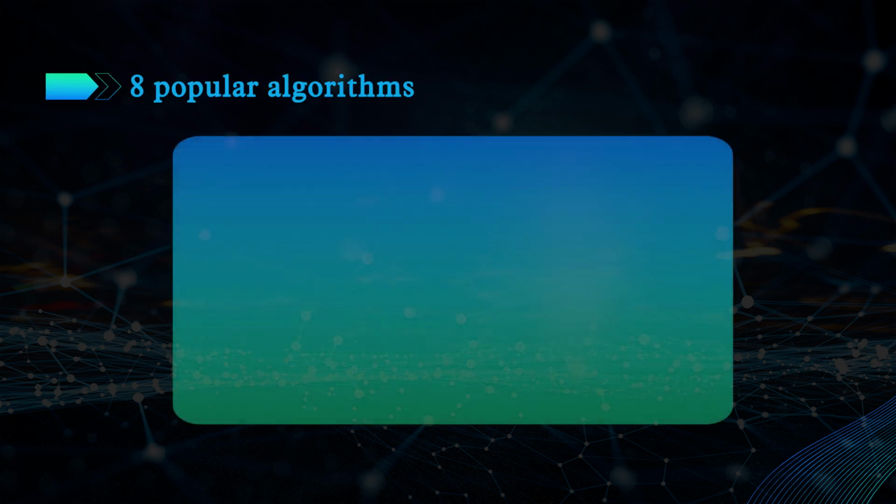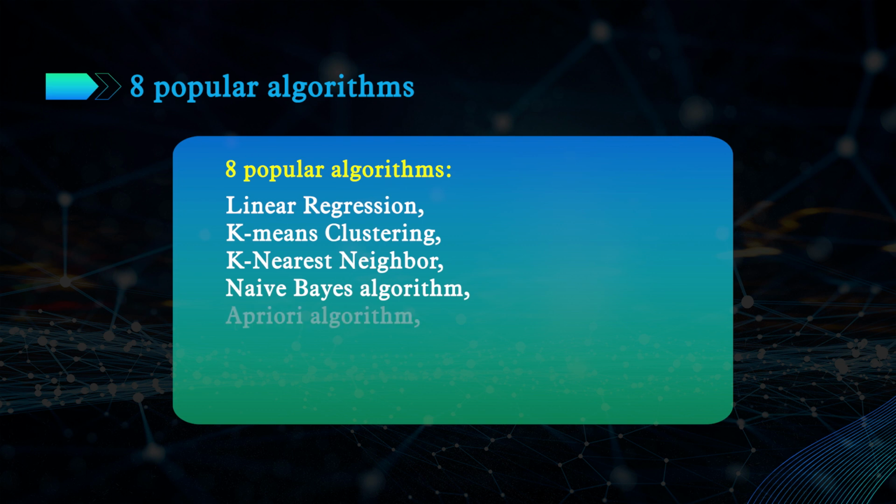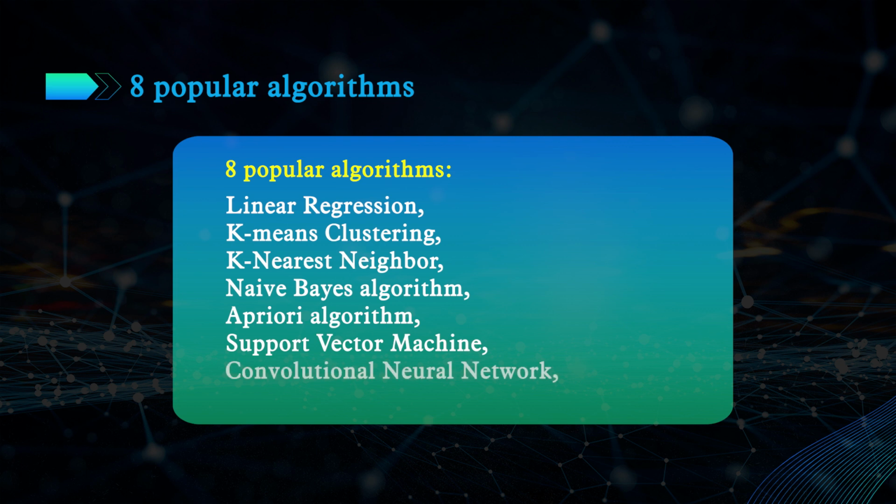In this chapter, we will explain 8 popular algorithms, including linear regression, k-means clustering, k-nearest neighbor, naive Bayes algorithm, apriori algorithm, support vector machine, convolutional neural network, and principal component analysis. We will use YouTube videos to explain the algorithms, which have more animation and are easier to understand. First, we will learn the linear regression algorithm.